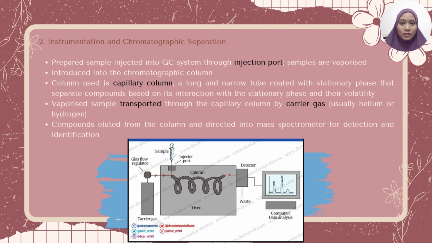The column used in this technique is a capillary column, a long and narrow tube coated with a stationary phase, which is either a liquid or a polymer that separates compounds based on their interaction with the stationary phase and their volatility. The vaporized sample is transported to the capillary column by the mobile phase, which is the carrier gas, usually helium or hydrogen. The compounds elute from the column and are directed into the mass spectrometer for detection and identification.